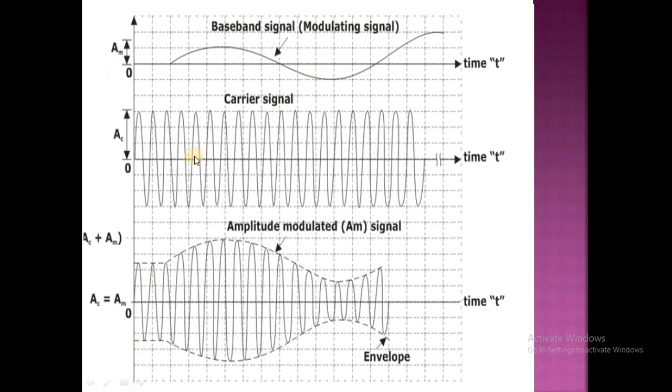Let me discuss. It is the AM wave, the amplitude modulated wave. It just follows the envelope. So this is the message signal or modulating signal, and this is the carrier signal. The carrier characteristics are varied with respect to the message signal, that means the carrier amplitude is varied. Then we can get the amplitude modulated wave, which just follows the envelope.